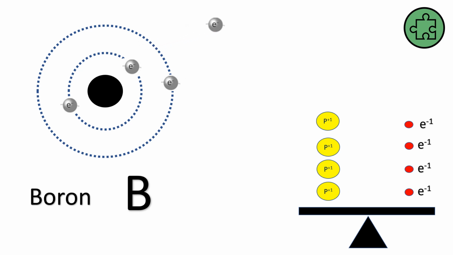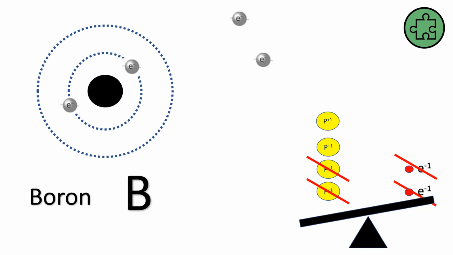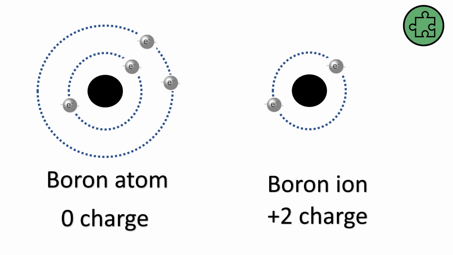But in this example, it loses 2 electrons. So let's remove them from the seesaw. Let's try to cancel them out. And you'll notice that this time the seesaw tips not just a little bit, but even further. And boron has a +2 charge because it has 2 extra protons that are not cancelled out. This is an ion. So here's the boron atom with a 0 charge. And here's the more stable boron ion with a +2 charge.